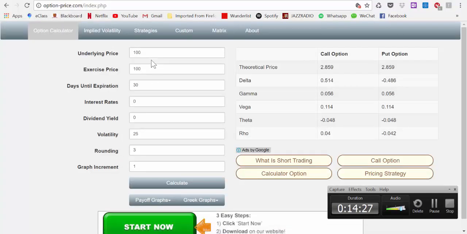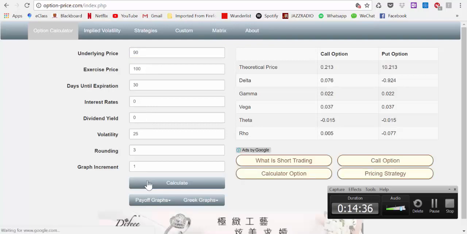So for example, if your underlying price now is 90, you calculate, and now the delta is 0.76. That means if the underlying price goes to, let's say, 91, so it's a dollar measure, approximately what will be the call option price now?